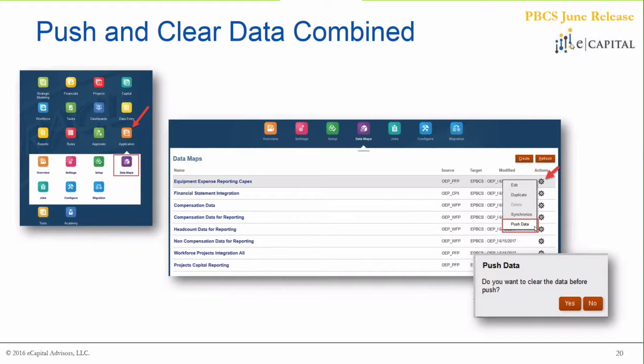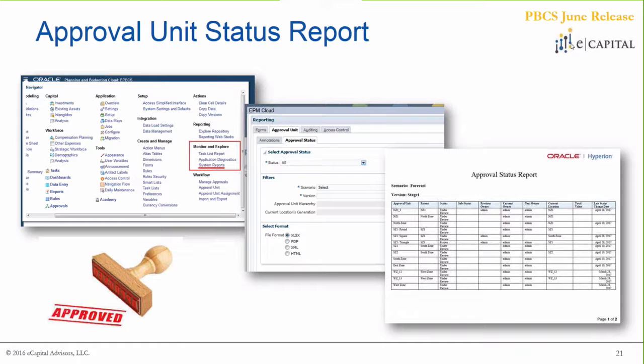The next enhancement here as part of the June release is around workflow. Those of you who use workflow know that there is a lot of information that is tracked, or can be tracked, in the behind-the-scenes tables as far as owners and approval levels, and which scenarios and versions are being tracked as part of that workflow, and approval unit hierarchy. So this month, they've included an approval unit status report where you can run this.